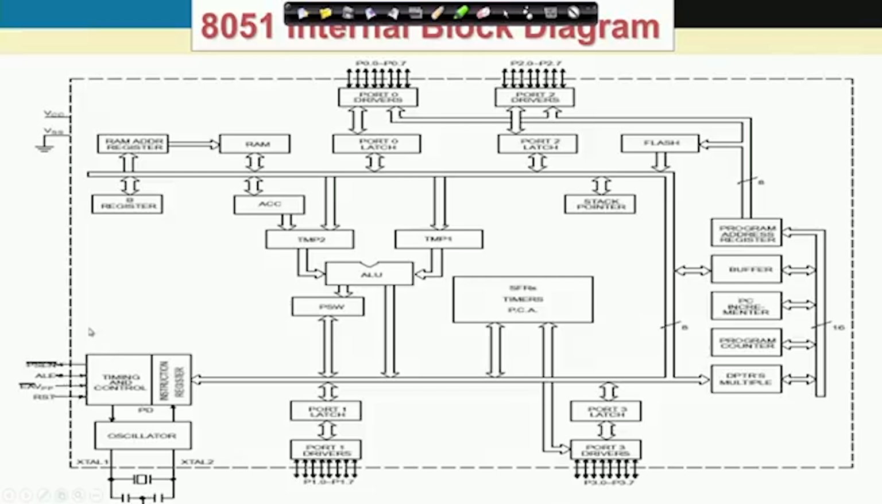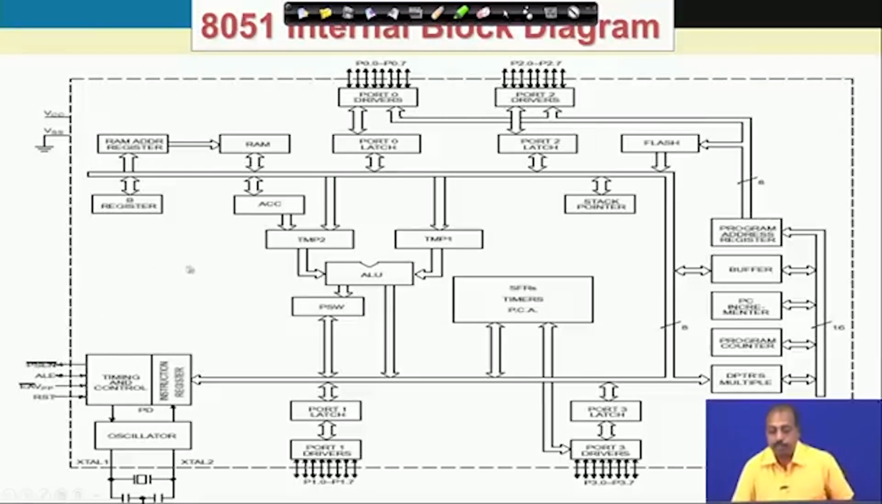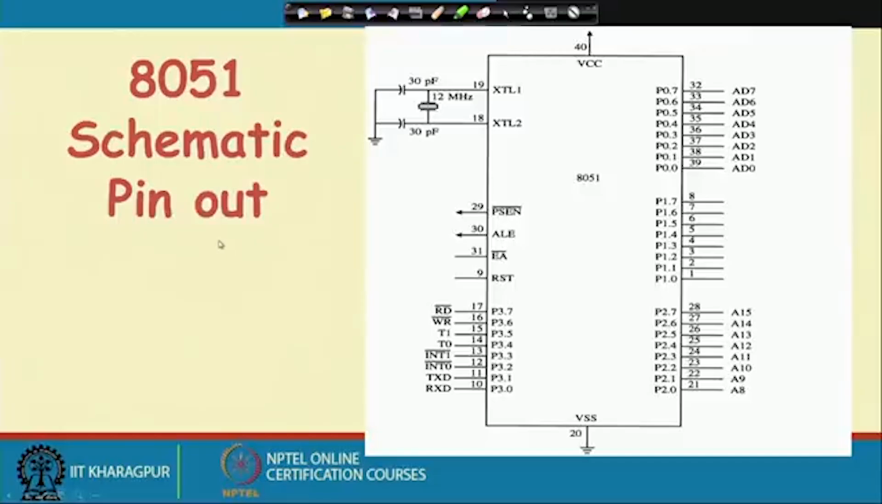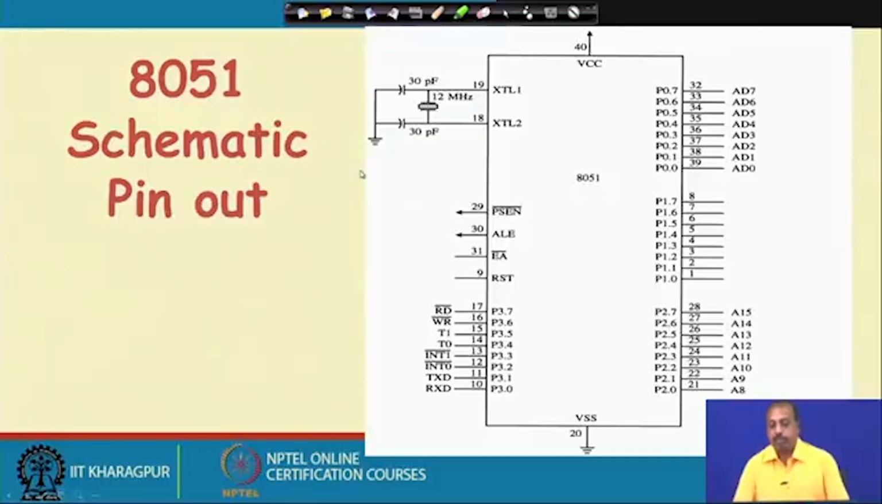So, this is the overall diagram that we have. We will explain it by parts. In the schematic, this is a better view of the processor. You can see that there are 4 ports: P0, P1, P2 and P3. These are the 4 ports that we have, and they are all 8-bit ports.